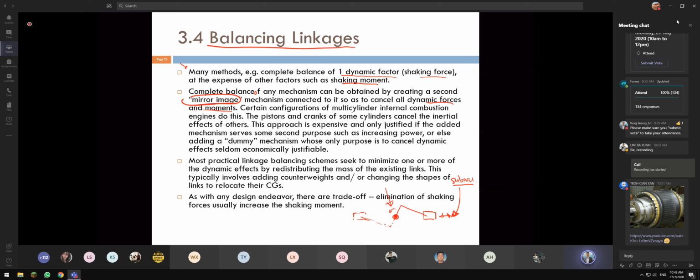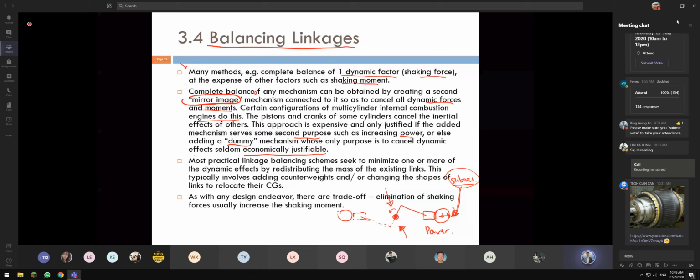Certain configurations of multi-cylinder internal combustion engines do this, as I mentioned here. You can check the Subaru car. They are very determined to continue using this system. The piston and the crank of some cylinders cancel the inertial effect of the others. This approach is expensive and only justified if the added mechanism serves some second purpose, such as increasing the power. Else, if you just add a dummy, it is not economical. In a car it is fine, because you create another combustion here, another combustion here, so you increase your power.